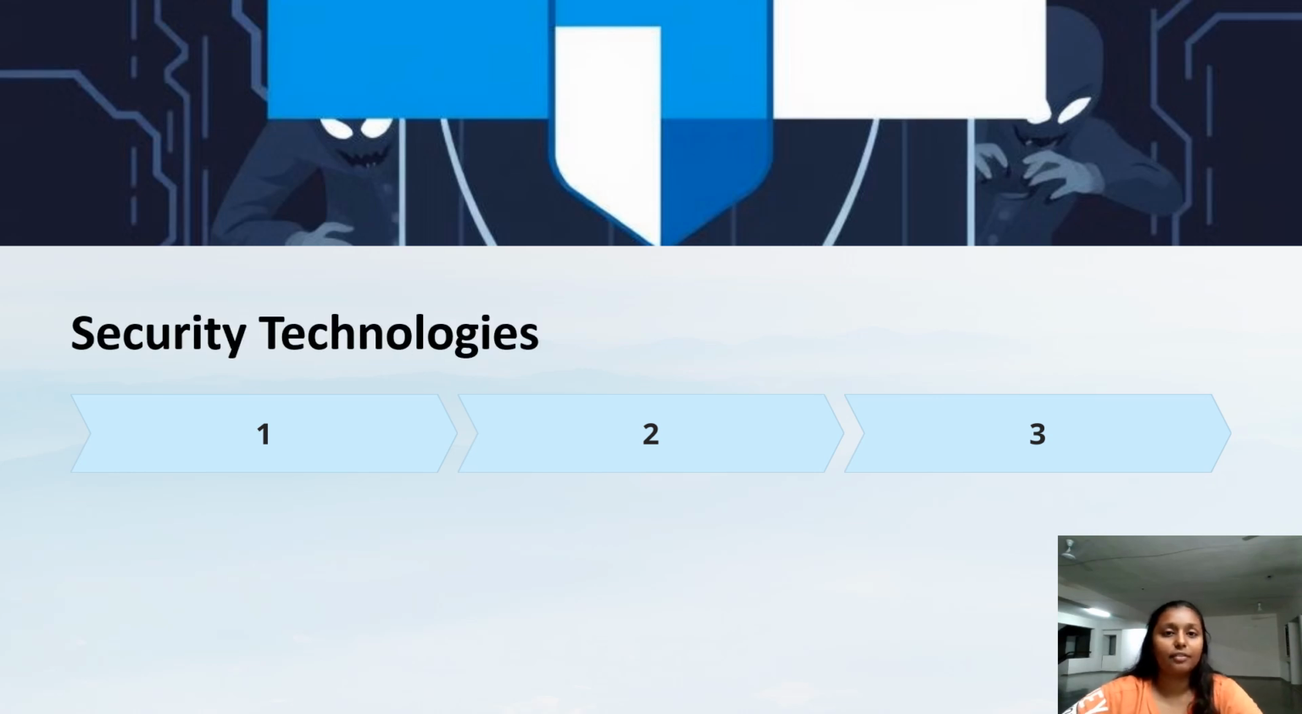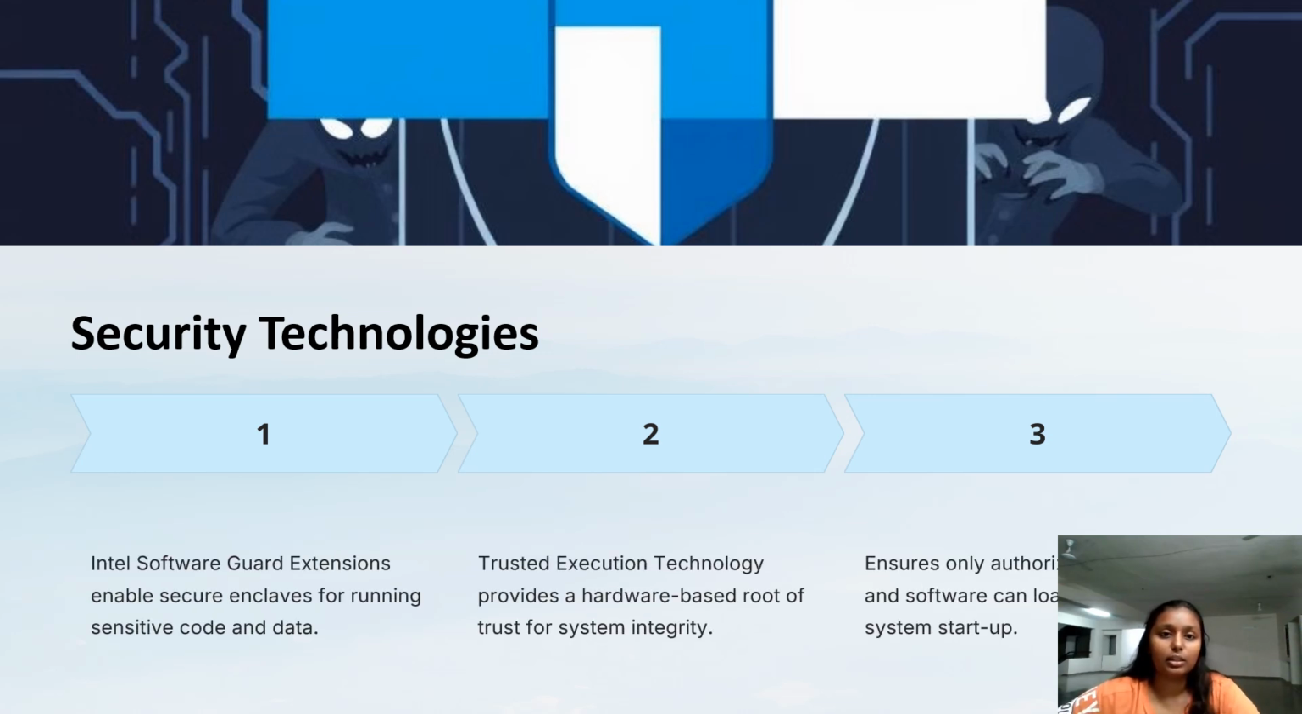Security technologies. i5 processors incorporate several security technologies designed to protect systems and data from various threats. These technologies provide a layered approach to security, helping build a safeguard against malware, unauthorized access, and several vulnerabilities. Software Guard Extensions. Intel Software Guard Extensions enable secure enclaves for running sensitive code and data, so they cannot be exposed to the rest of the system. This is particularly used for protecting cryptographic keys, personal data, and other confidential information.